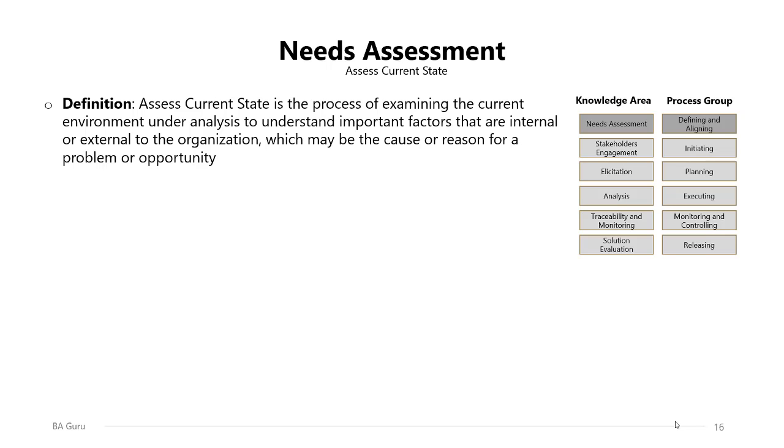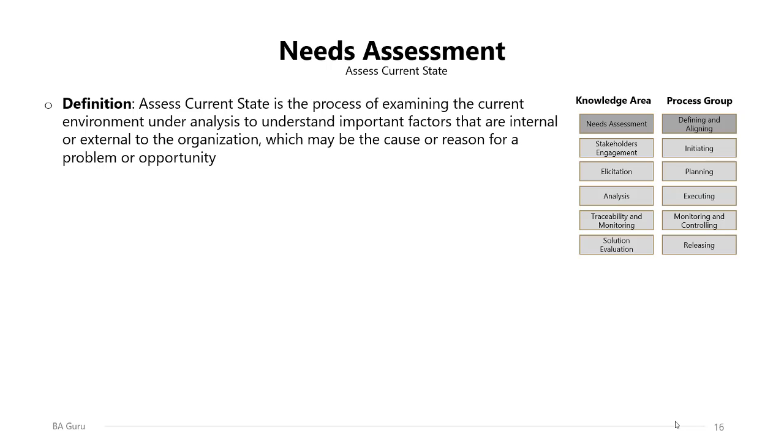So once you are done with identifying the problem or the opportunity and you have a clear understanding across the key stakeholders about the current situation of the project, it's time to conduct the current state assessment. So the second process of the needs assessment knowledge area, and it is also part of the defining and aligning process group, will be assess the current state.